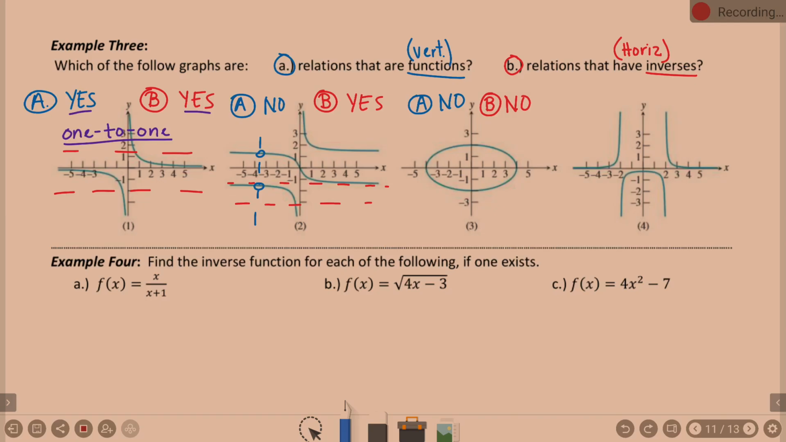And graph 4. Is it a function? Yes. And what's happening right here? Those are vertical asymptotes, right? Just testing your knowledge, but you've learned that. Other than that, it passes the vertical line test. So yes, it's a function. Does it have an inverse? No, because it fails the horizontal line test. So no, it does not have an inverse. Vocab confusion, sorry. Okay. Questions there?